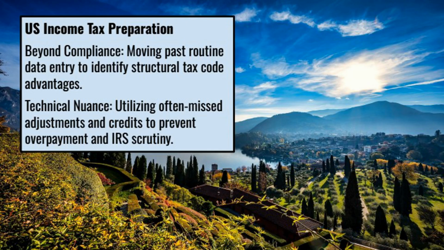Beyond the obvious data entry of wages and interest, several structural components of the tax code remain consistently underutilized or misunderstood. From the compounding benefits of reinvested dividends to the often missed above-the-line adjustments, a thorough preparation requires looking past the standard forms. This assessment explores 5 of the most frequently overlooked aspects of U.S. tax preparation, ranging from investment basis adjustments to the strategic selection of state-level deductions.